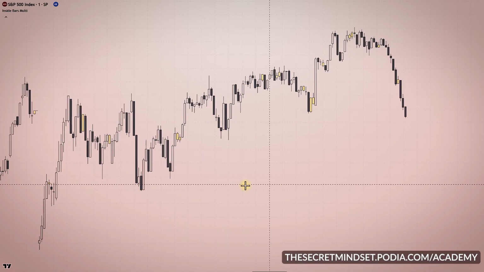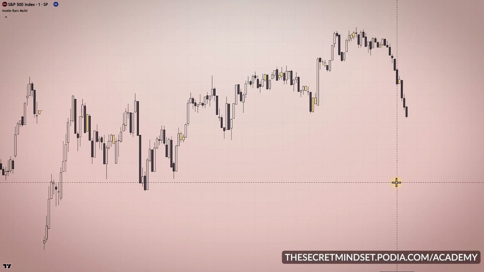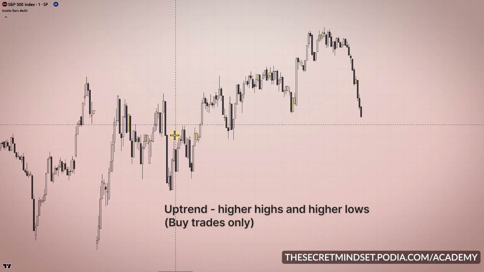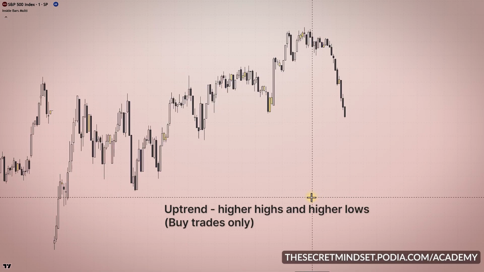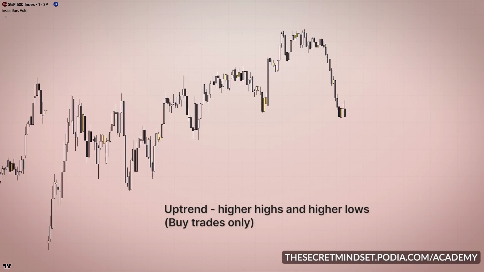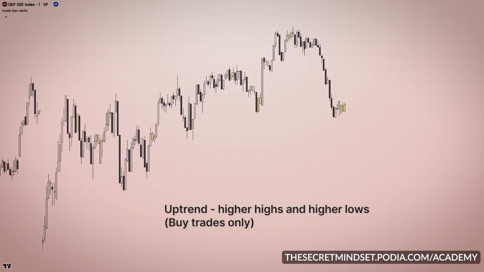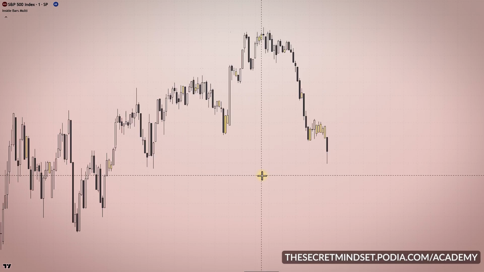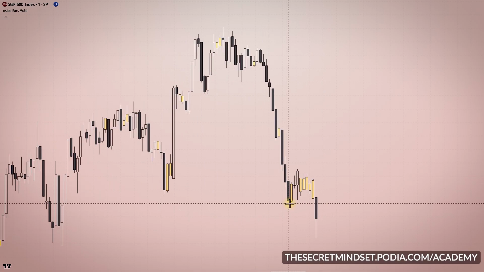This chart shows a buy signal in an uptrend, with price reacting at a key support level. We first see a clear uptrend, marked by higher highs and higher lows. The uptrend sets the stage for a buy signal, as we aim to trade in the direction of the order flow. The support level is crucial here.